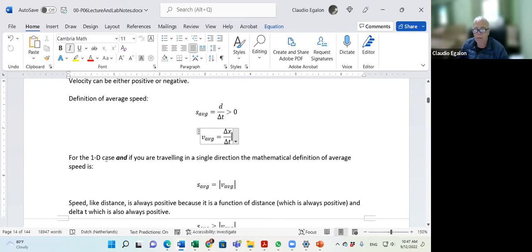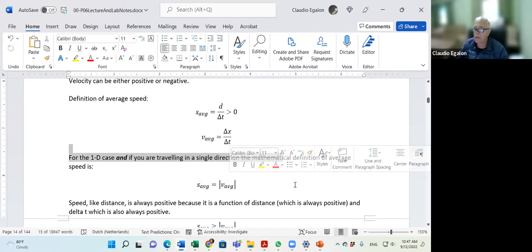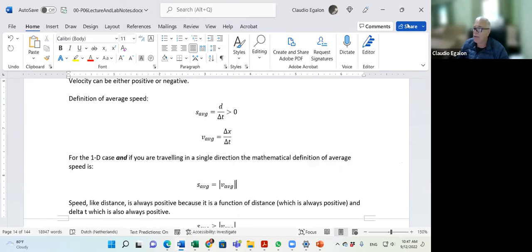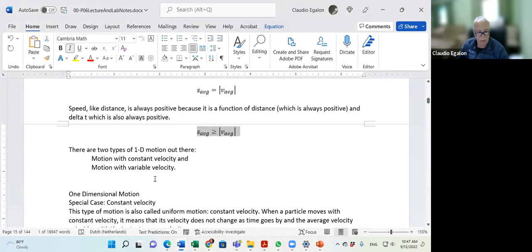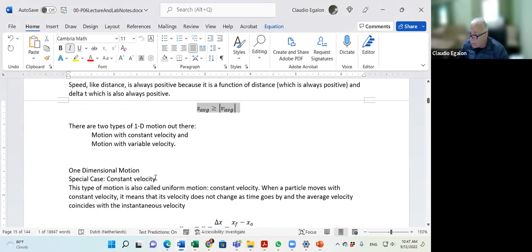For one dimension and a particle traveling in a single direction, the mathematical definition of average speed is the magnitude of the average velocity, but only for the one-dimensional case. But in general, average speed is always going to be greater than or equal to the magnitude of the average velocity.